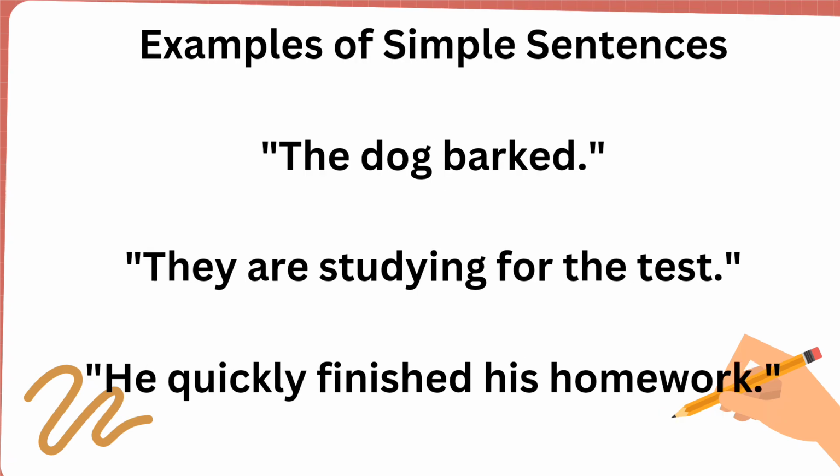Further along, here are some examples of simple sentences. One, the dog barked. That is subject and verb. The dog is the subject and barked is the verb. Two, they are studying for the test. They is the subject and studying is the verb. For the test is the modifier.